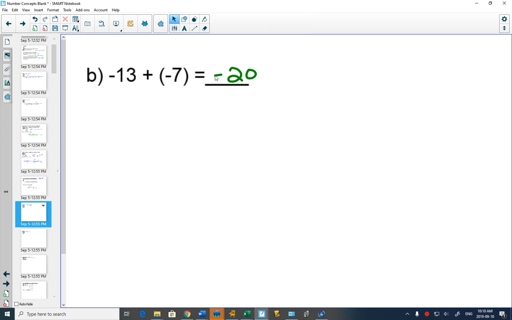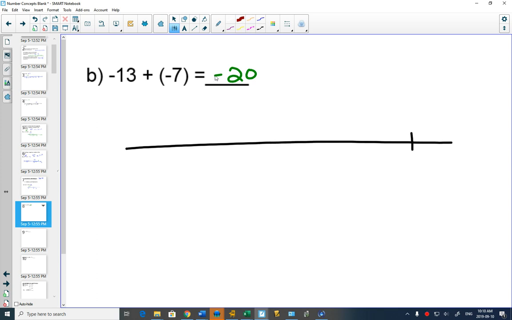Okay, we're starting at -13. I'm going to put my 0 way over here. 1, 2, 3, 4, 5, 6, 7, 8, 9, 10, 11, 12. There's -13. There's our starting point. Now it says add, so we initially think that we're going this way, right? Because adding goes to the right. But then we add a negative. A negative always does the opposite.